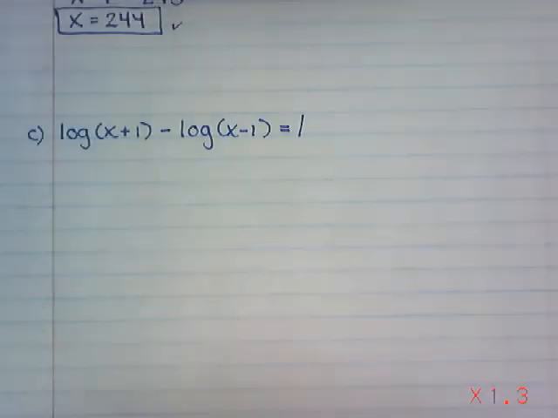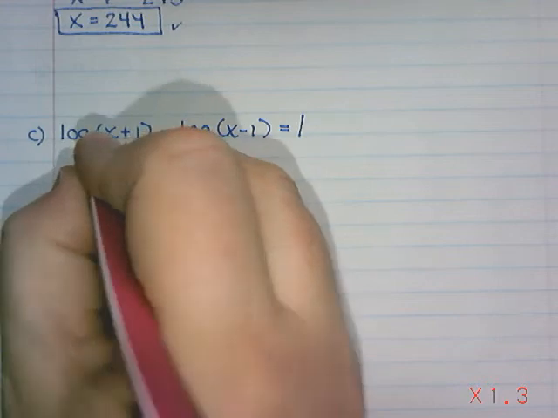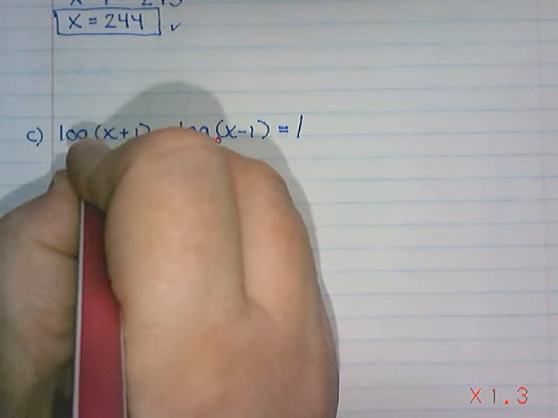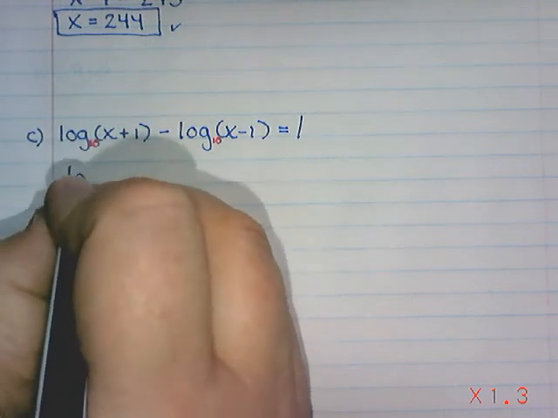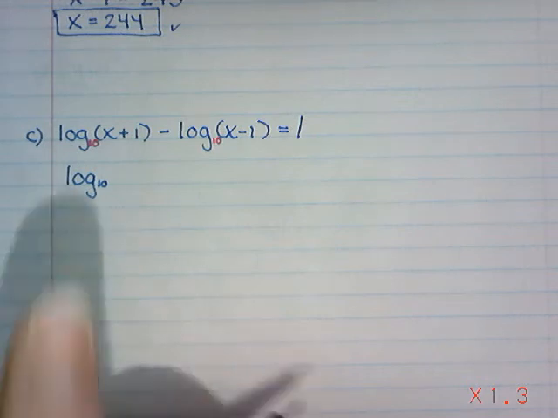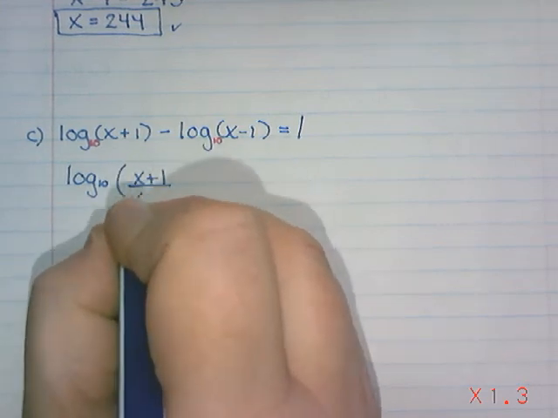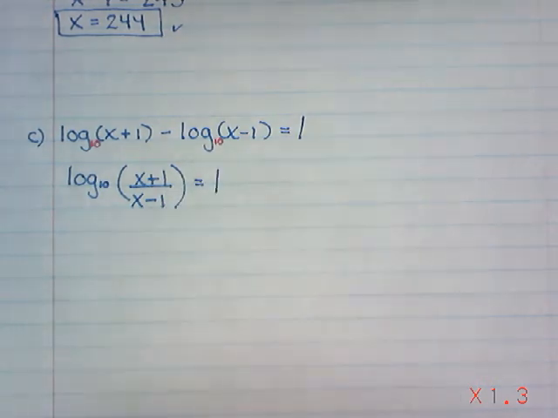Now, do these have the same base? They don't actually look like they have a base at all. They secretly have a base of 10. Anytime you have a log without a base being written, it is always base 10. So I have the same base, so I can merge these together. So this is going to be log base 10. You don't have to write the base 10, but you'll find in a minute it actually will help us, of x plus 1 over x minus 1. And then that still equals 1.